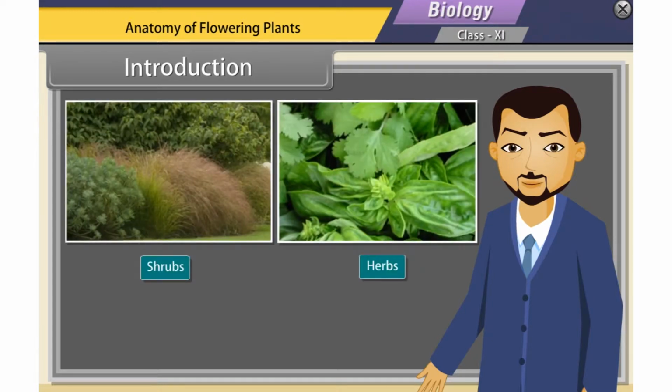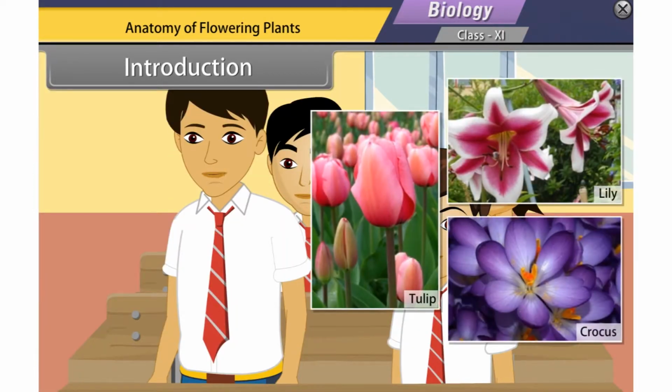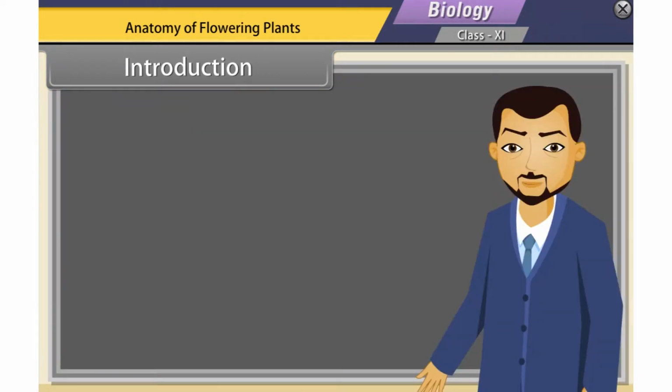Can anybody give me an example of a flowering plant? Lily, tulip, crocus, etc. Well said, Ramesh. In this lesson, you will learn anatomy of flowering plants.